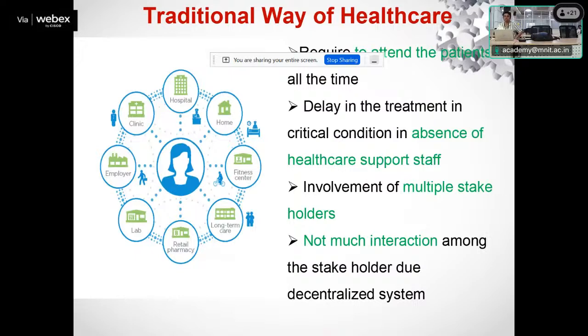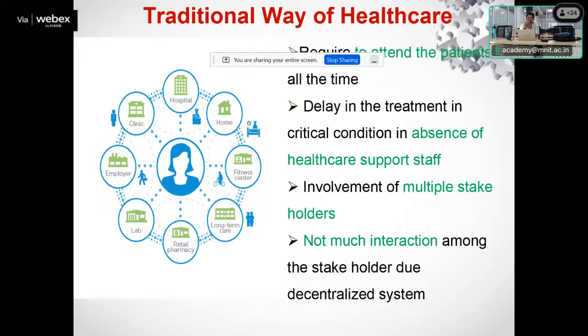Now, when I consider traditional healthcare, if a person is admitted in an ICU, then you require a dedicated support staff who will take care of the patient. The intensive care unit itself says that one dedicated staff will take care of a patient 24/7. Sometimes the absence of that particular staff may lead to the loss of the patient's life.